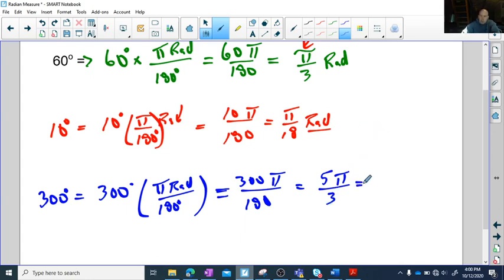If you wanted the decimal version of this, you would actually have to use your calculator and go 5 times 3.14, you know the deal, divide it by 3, and you could get the decimal equivalent of this.